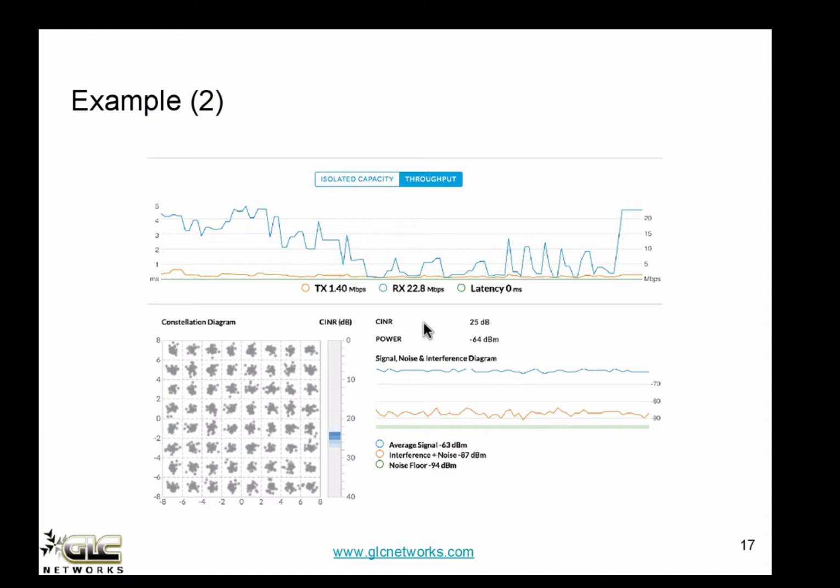And you can see here a signal and then noise and then interference. Okay, so the blue here is the average signal. Average signal you get during communications. And then the orange here is the interference plus noise. Yeah, so that equals minus 87 dBm. Okay, which is quite high. And then the noise floor here is minus 94 dBm.